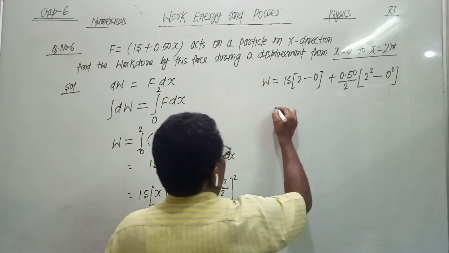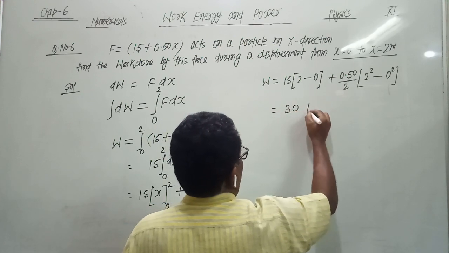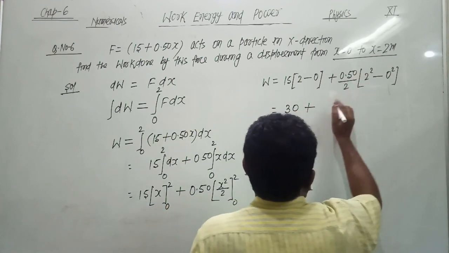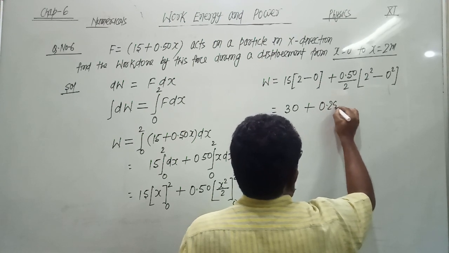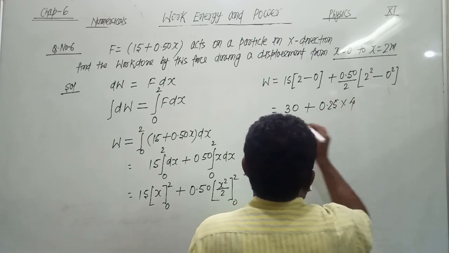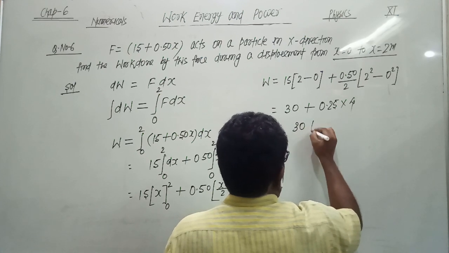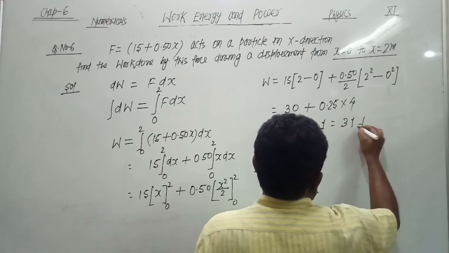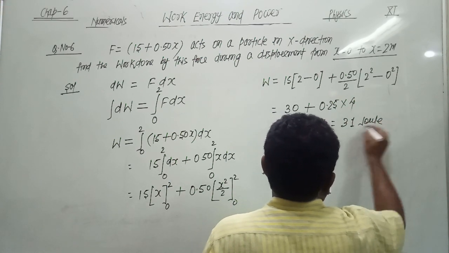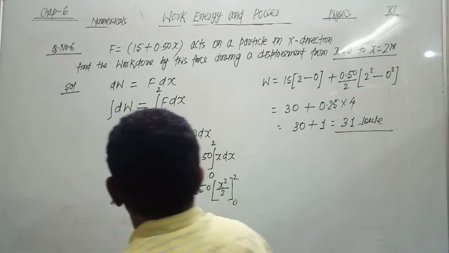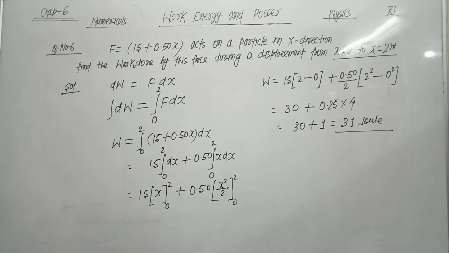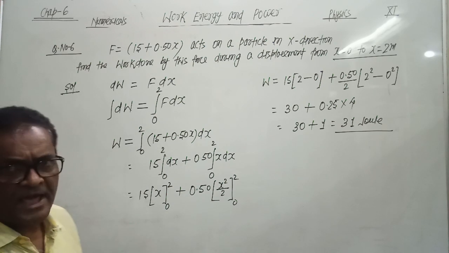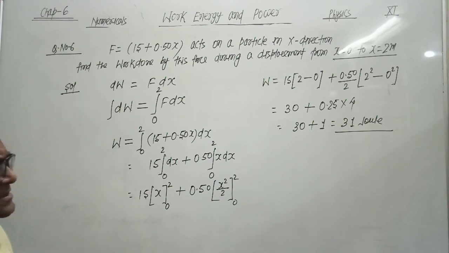So it becomes 15 into 2, which is 30, plus 0.50 divided by 2, which is 0.25, into 4. And 0.25 multiplied by 4 is 1. So the result is 31 joule. So the work done by this force during the displacement from x equals 0 to x equals 2 meter is 31 joule.